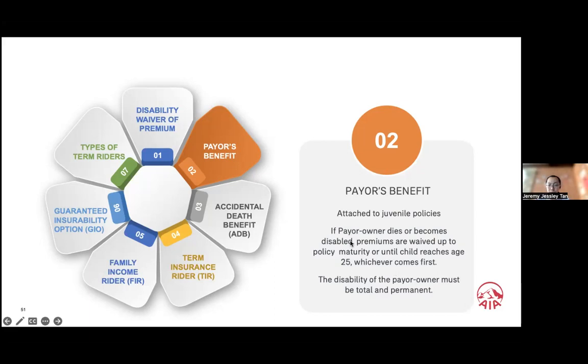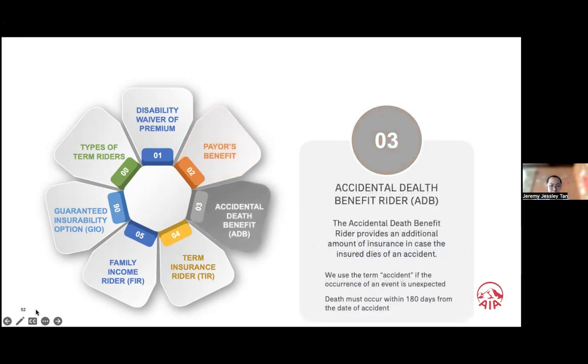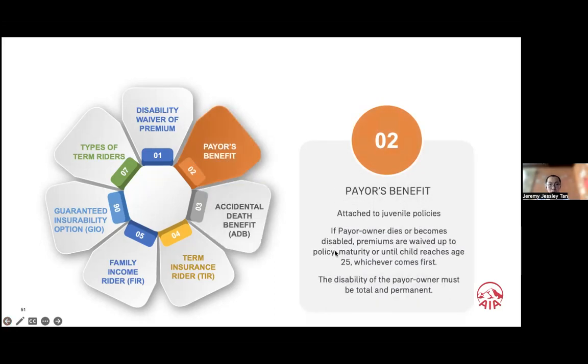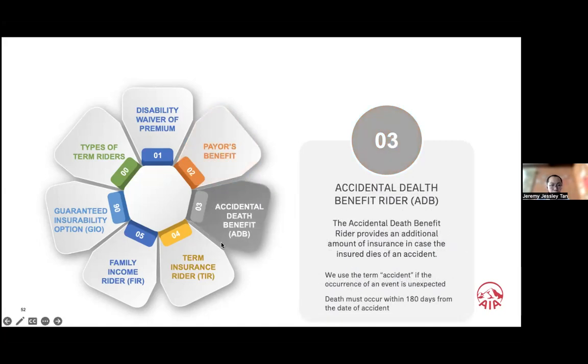Disability of the payer owner must be total and permanent. Okay. So clear ba? Same concept with the disability waiver of premium. Iba lang yung tao that we are covering, iba lang yung covered dito na tao. It's the payer, not the insured. Clear ba yun? May questions ba? Wala. Okay, so kung wala questions, move on.